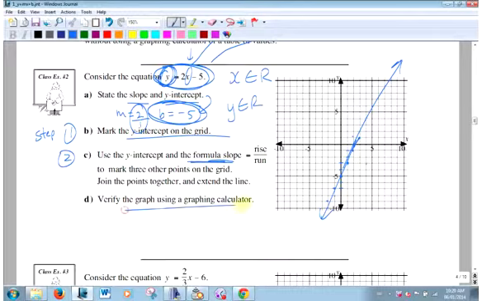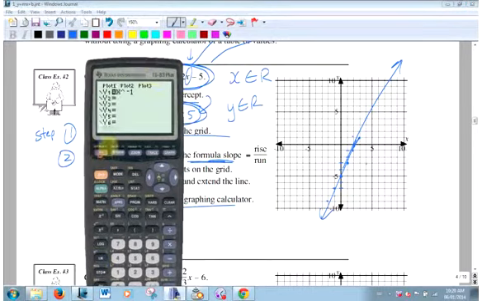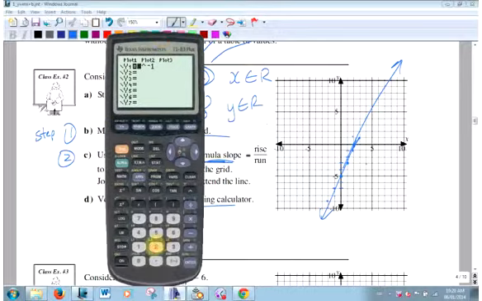Just because I can, because I have one of these, let's have a look. 2x minus 5. Does that look similar to that? Not really. Let me fix my window first. Looked a little steeper. Now does it look the same? You bet. What's the y-intercept here? Negative 1, 2, 3, 4, 5. Bang on.